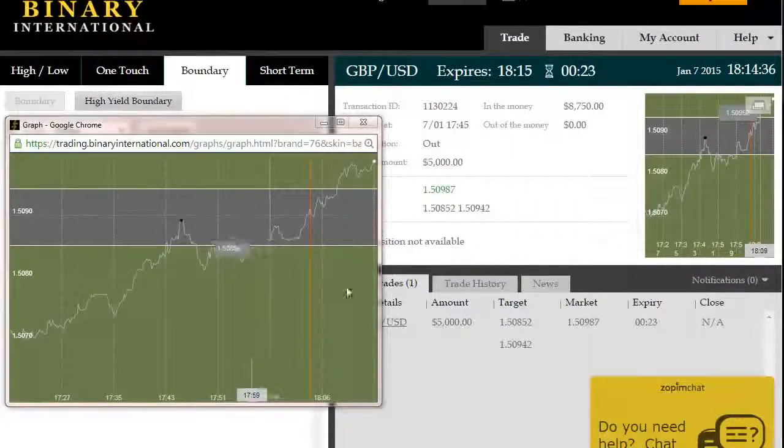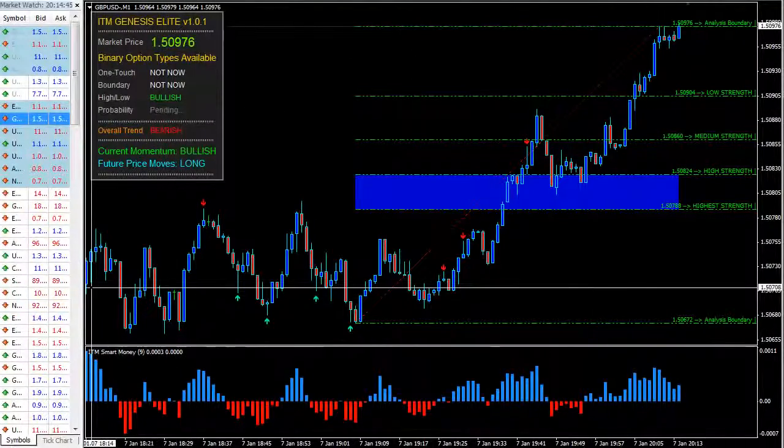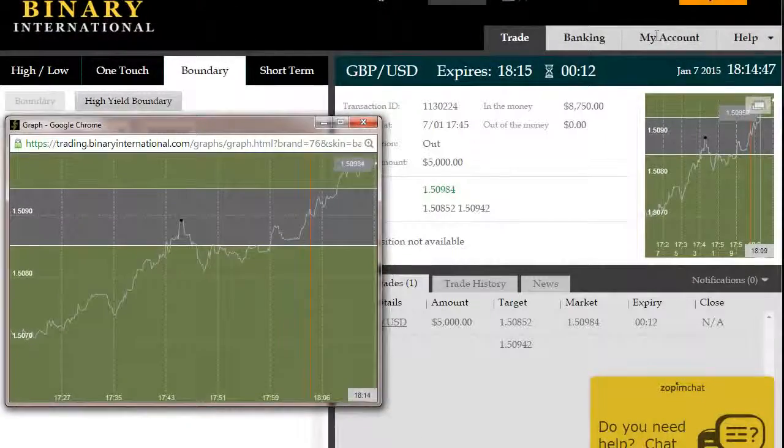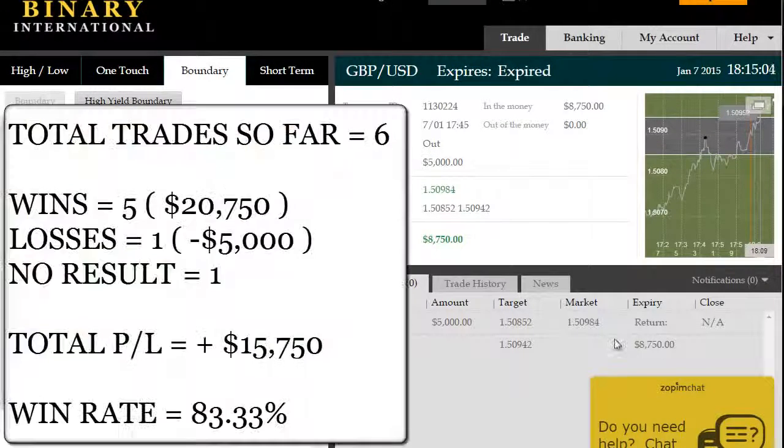All right, back again, roughly 22 seconds remaining on this outside boundary trade here on the GBP USD. We're looking at price having successfully gone through that boundary and has now exited to the upside here with roughly 10 seconds remaining before expiry. All throughout this session, it's now 18:14. We have been at it 2 hours in a row, following the strategy religiously. When Genesis Elite and Smart Money are in confluence, trade probabilities are naturally very, very high.